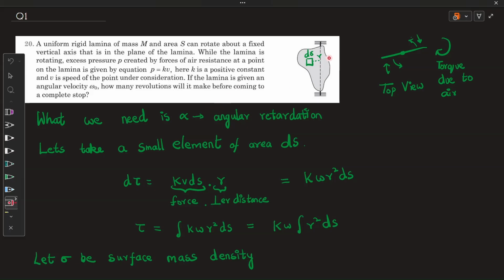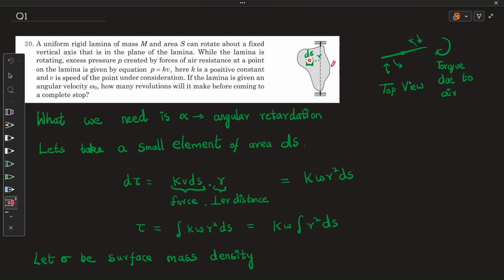Correct. So let's first think about this. Does the air resistance force acting on both sides of the axis produce torque in the same direction, or different, opposite torques? Let's verify it first. If this is the center and this is the top view of the whole system, and this is the lamina rotating in this direction, the drag will be acting in this direction, right? So overall, these two forces combine to produce torque in the same direction. So we can directly sum it up.